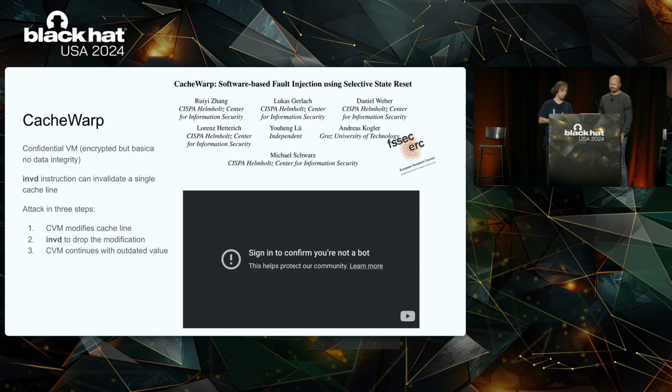So the attack works basically in 3 steps. The confidential virtual machine modifies a cache line. We use invalidate to drop the modification of the cache line, and then the confidential virtual machine continues with an outdated value. That's the gist of the attack.